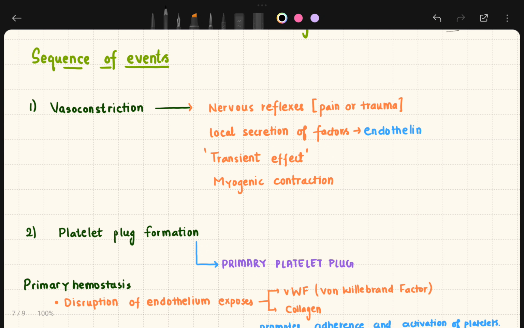So first of all, vasoconstriction occurs, and this is the first event of hemostasis. So how does vasoconstriction occur? It could be due to the nervous reflexes, or we could say the neurogenic reflexes, which are caused by the pain or trauma caused to the blood vessel. Local secretion of factors like endothelin. Endothelin is a potent vasoconstrictor.